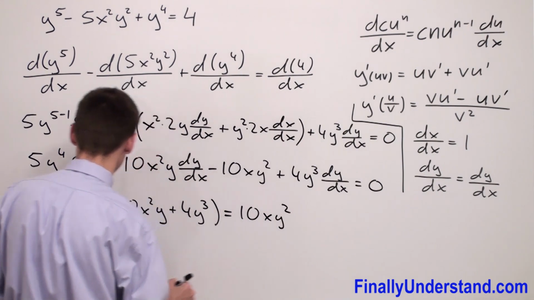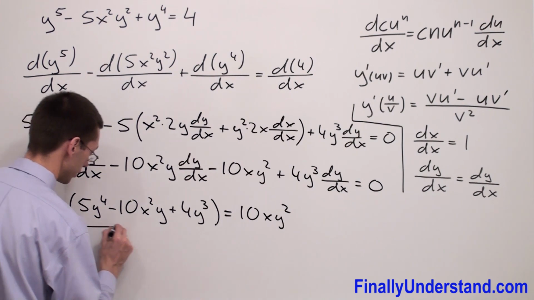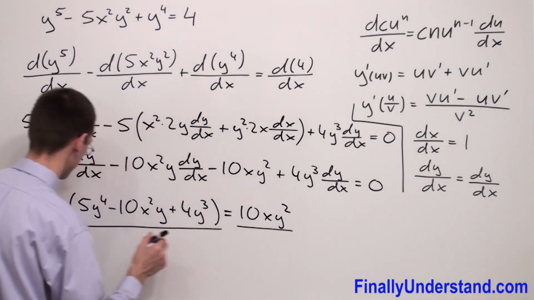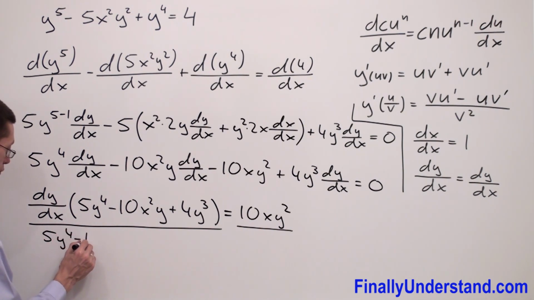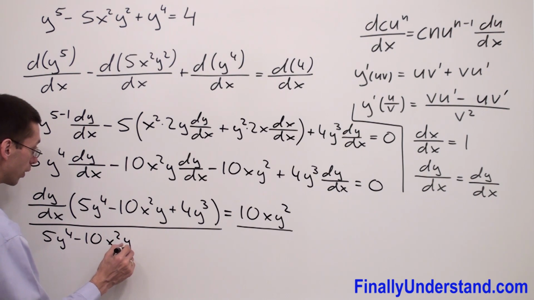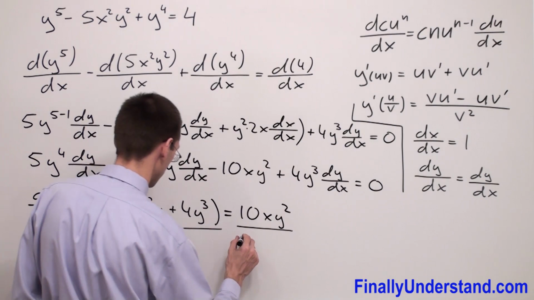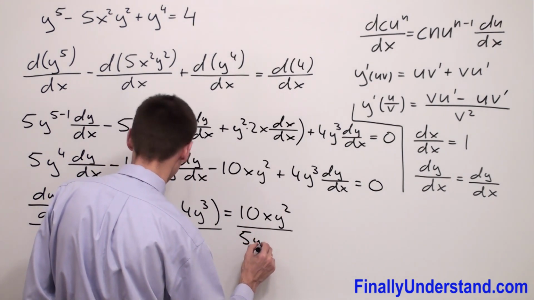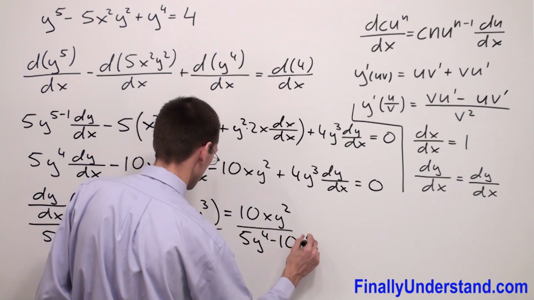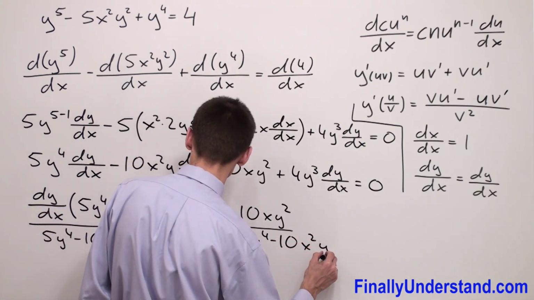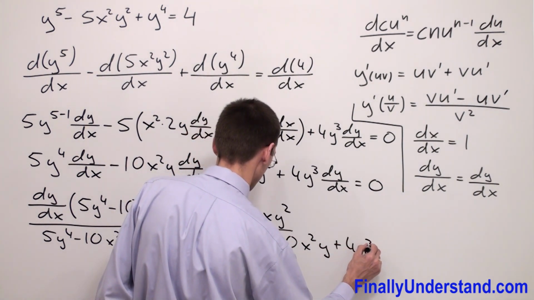y squared. Next, I have to divide both sides of my equation by the content of the parentheses. So I have 5y to the fourth power minus 10x squared y plus 4y cubed. So I have 5y to the fourth minus 10x to the second power y plus 4y cubed.